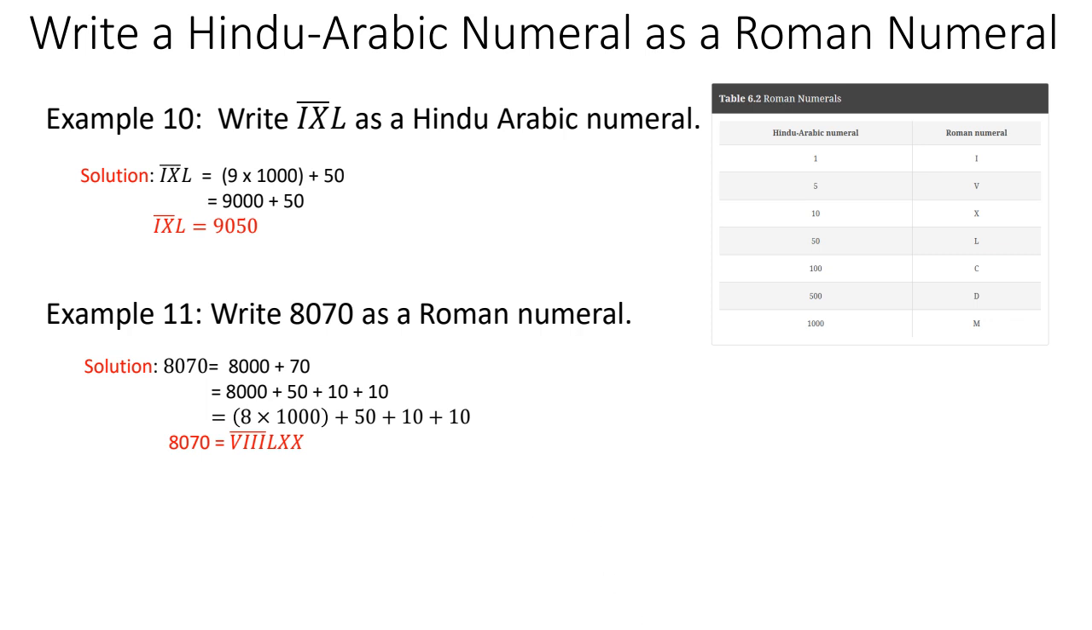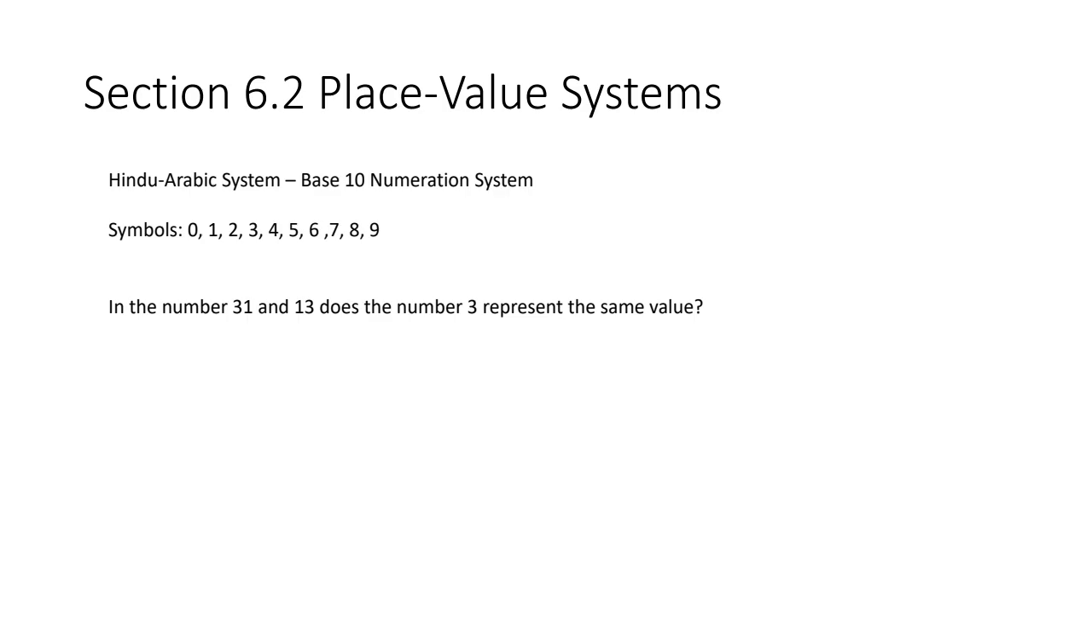Okay, so that's how we convert from the Romans to our system, and our system to the Romans. So now we're going to change into two other systems, but before we do that, we want to talk about what place value means.